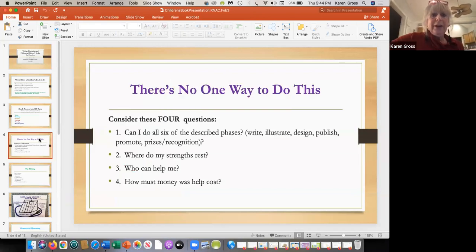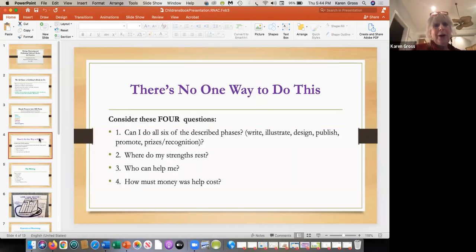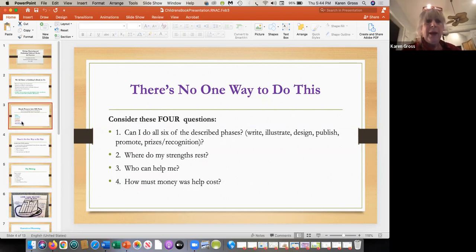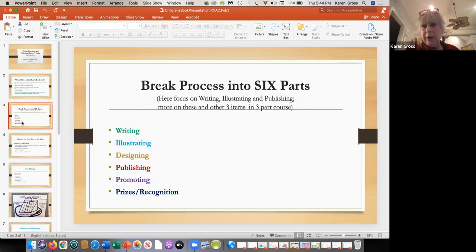And then hopefully we'll get enough of an understanding that this is helpful to you as you set about to write, illustrate, and or publish a children's book. Now, there's no one way to do all this. So there are 6 phases, just to go back, and the skill sets needed for all of them are not necessarily the same. So somebody may be very good at writing, not so good at illustrating, or designing for that matter. And some people like to promote, some people don't. Some people care about prizes and recognition.